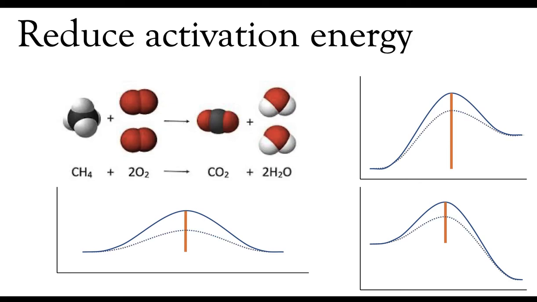In other words, they're going to make it so that the reaction can happen without having to add quite as much energy into the reaction. Now notice, you still have the same amount of energy in the reactants and in the products. That doesn't change. All you're changing is the amount of energy that needed to be added to get you over that hump so that the reaction could get started.